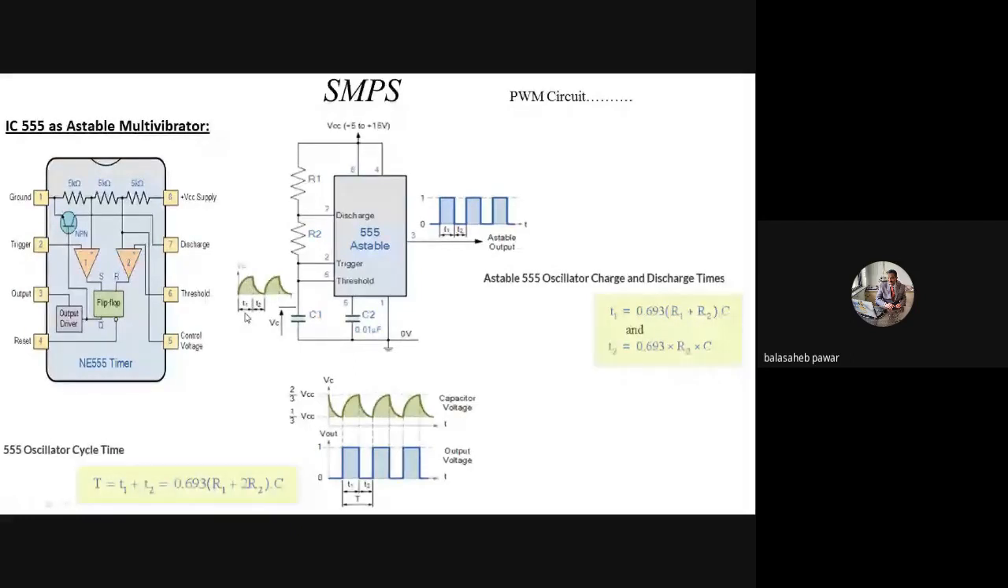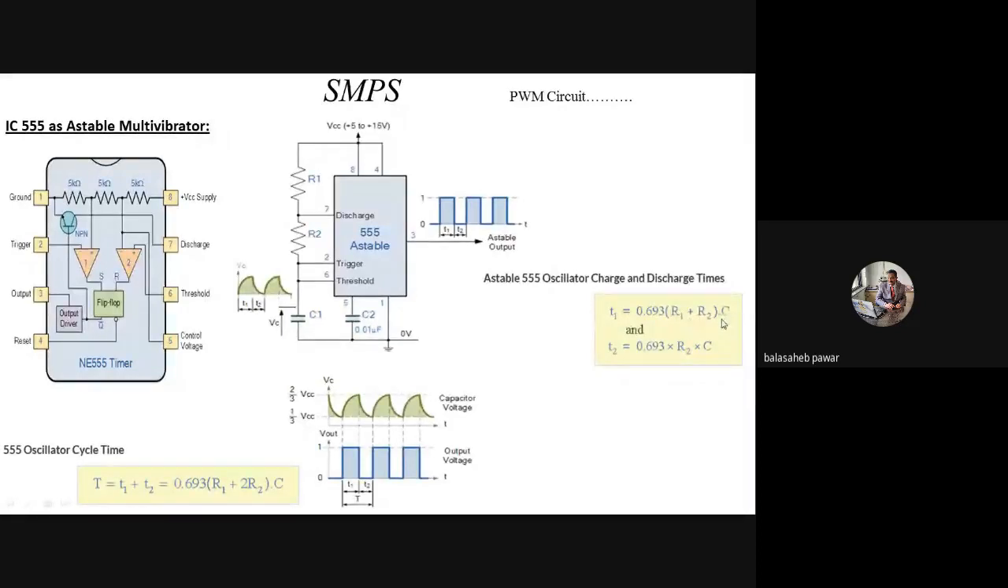And these are the standard formulas to decide the charging rate of that capacitor. So that T1, that is nothing but the charging of the capacitor, is equal to 0.693 (R1 + R2) × C.